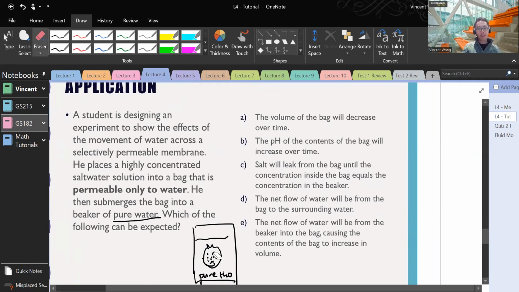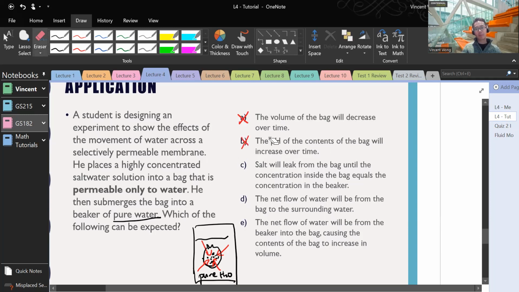Well, over here, because it's hypotonic, you have a higher concentration on the inside. There's going to be a lot of water coming in, right? So the volume of the bag will decrease over time. That's not true because of all the water coming in. The pH of the content of the bag will increase over time.